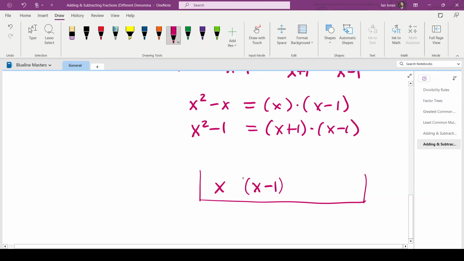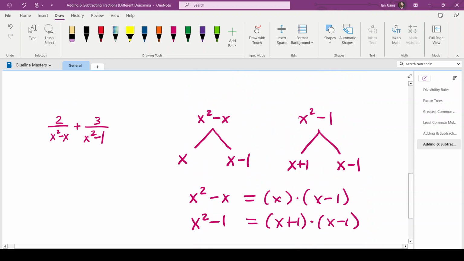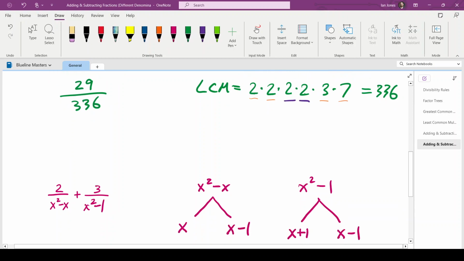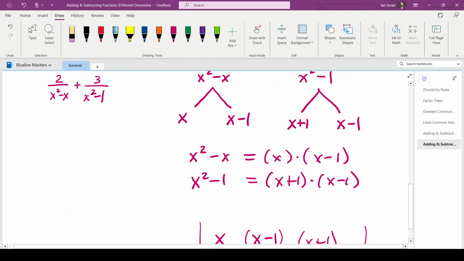Okay, now I have all the ingredients to make the first dish. But look at this. I also need an x plus 1. So if I was asked to make this dish, I would have x minus 1 and x plus 1. If I was asked to make the first dish, I have x and x minus 1. Okay, these are all the ingredients. I have everything I need. So my LCM is actually x times x minus 1 times x plus 1. And instead of multiplying it all together, like here I multiplied it all together and got 336, I'm going to leave it factored. It's just a little bit easier.